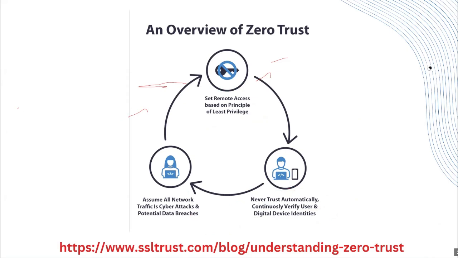Yeah, so assume all network traffic is part of a cyber attack. Basically, every single connection that comes into our network and every single connection that originates from our local area network, we as network security professionals adopting the zero trust model have to assume that all these connections are malicious by default, right? There's a concept in networking called, I think it's called implicit deny.